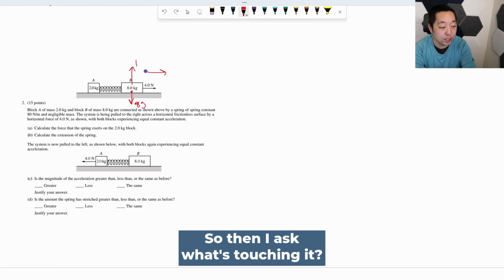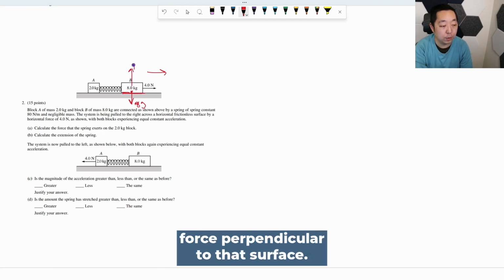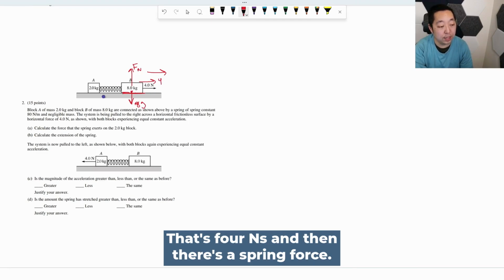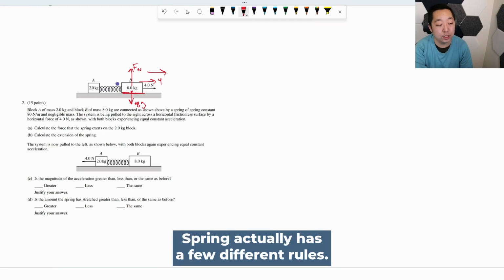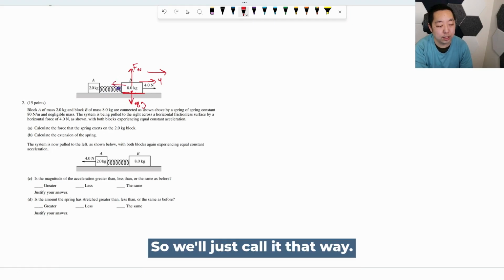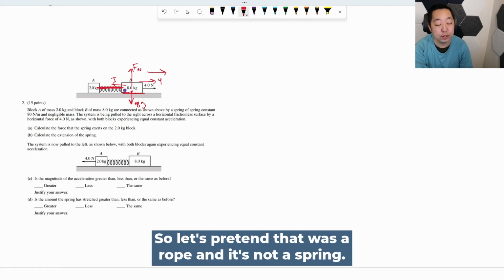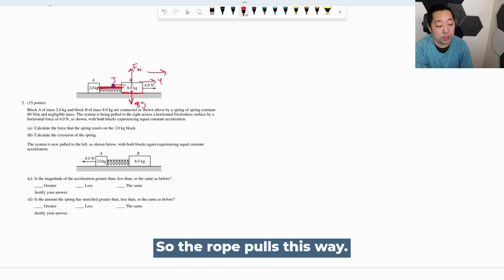So then I ask, what's touching it? We have a surface right here, so there's a normal force perpendicular to that surface. There's this applied force, a force to the right, that's 4 newtons. And then there's a spring force. We'll just pretend the spring is going to be like a tension force. Springs actually have a few different rules. It could be pushing, could be pulling. But in this one, it is pulling. So let's pretend that was a rope and it's not a spring. So the rope pulls this way.